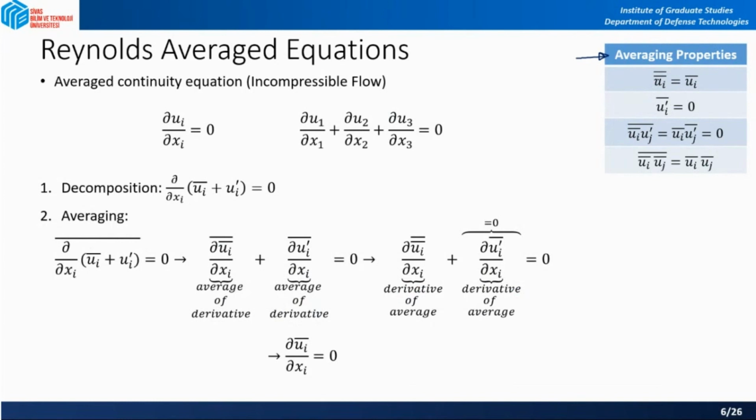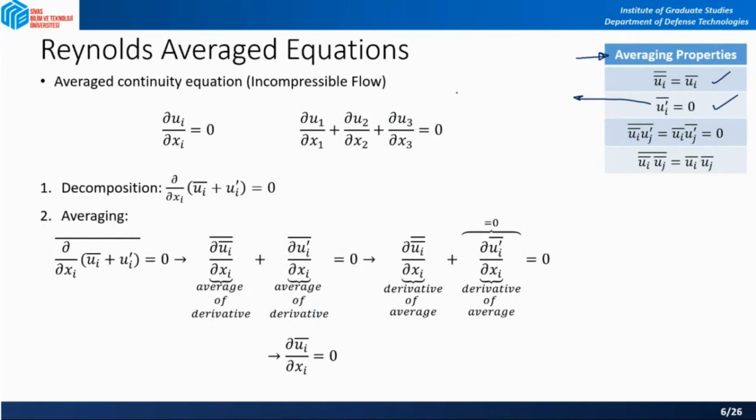That goes nice, right? The average of the average is the average. So ui bar is equal to ui bar. This is one property. The second one: the average of the fluctuation is zero. It means that you can mathematically show that the average of the fluctuation is zero. How do you show it mathematically?